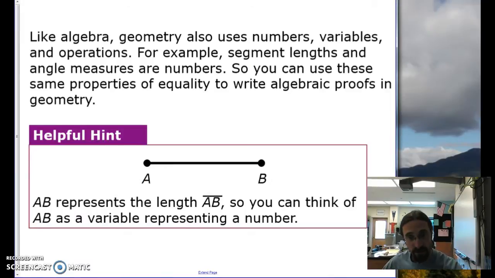So like algebra, geometry uses all sorts of things to represent unknown values. So like here, AB, capital A, capital B, represents the length from A to B. I don't know what it is, but I know it's a variable. It's got some kind of value. So you can use the same properties of equality in algebra as you do in geometry.